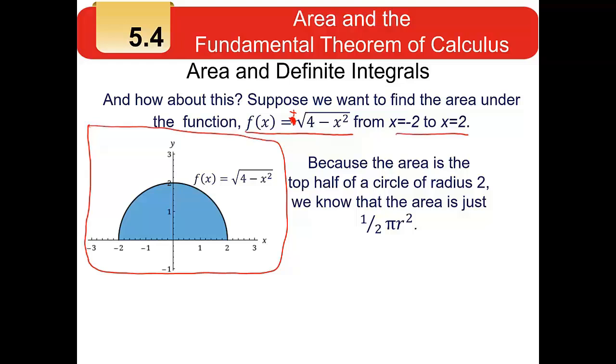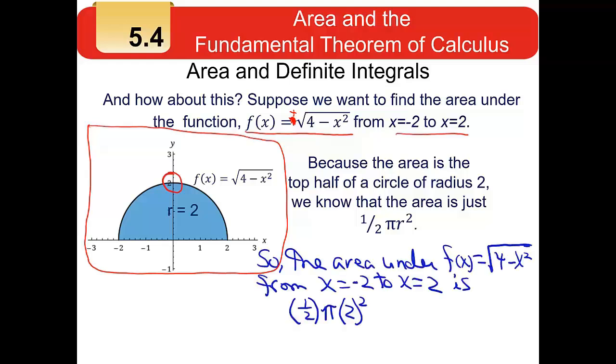Well, what's the radius of the circle? The radius of the circle is 2. So you plug a 2 in for r, square it, take half of it, and multiply by pi, and you end up with 2 pi. So again, we found the area under that curve without using calculus because we knew some geometry.